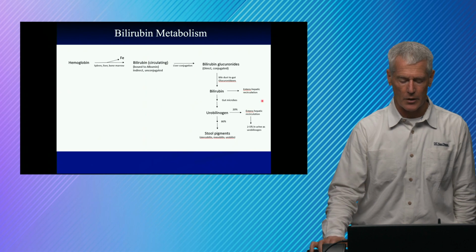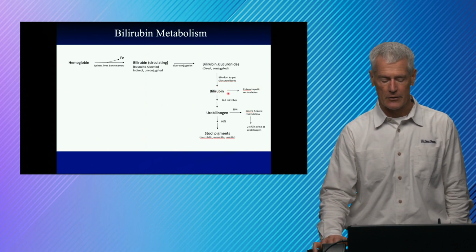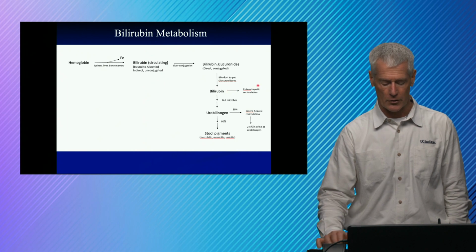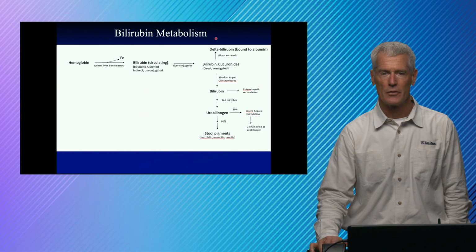Bilirubin also undergoes enterohepatic recirculation. So once the glucuronides are cleaved, it's again lipid soluble and can cross membranes. And the last form of bilirubin I want to mention is what we call delta-bilirubin. This forms when we have cholestasis.